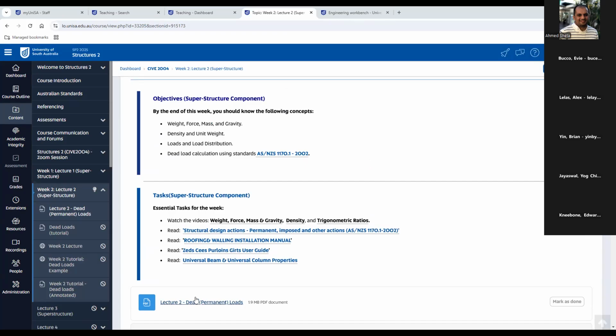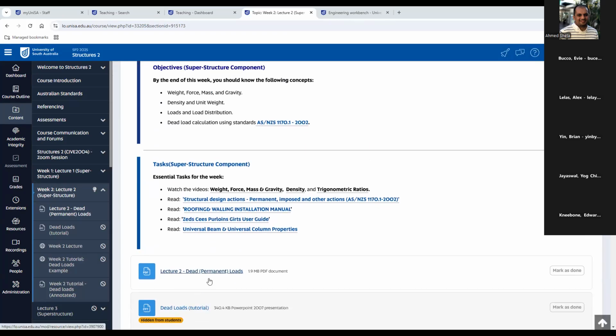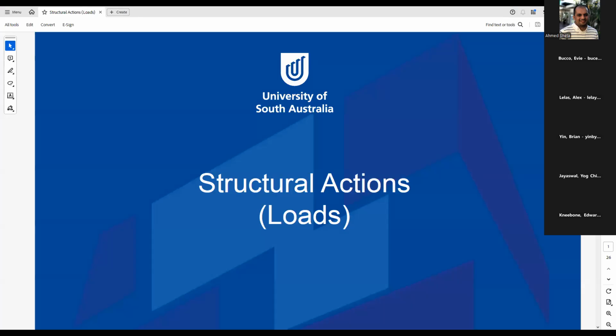And today we will start looking at our second lecture of this course, which is about loads, and we will focus on dead load or permanent loads. So I will start sharing the slides now, and I hope you have accessed the slides. These are the slides of week 2, structure actions or loads.